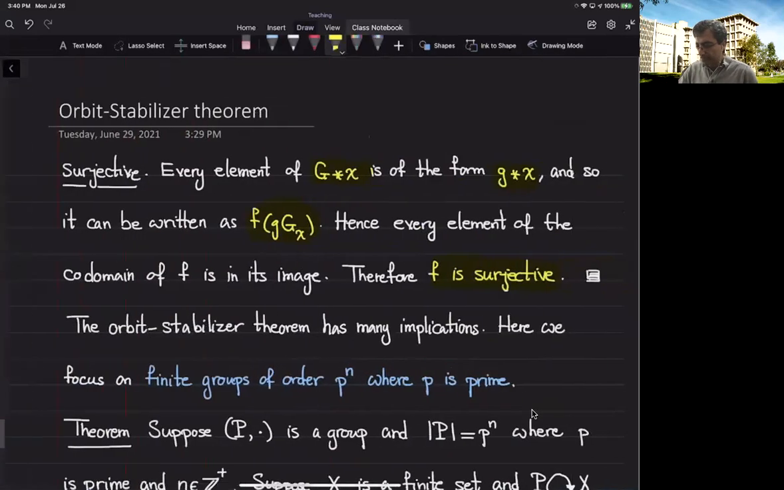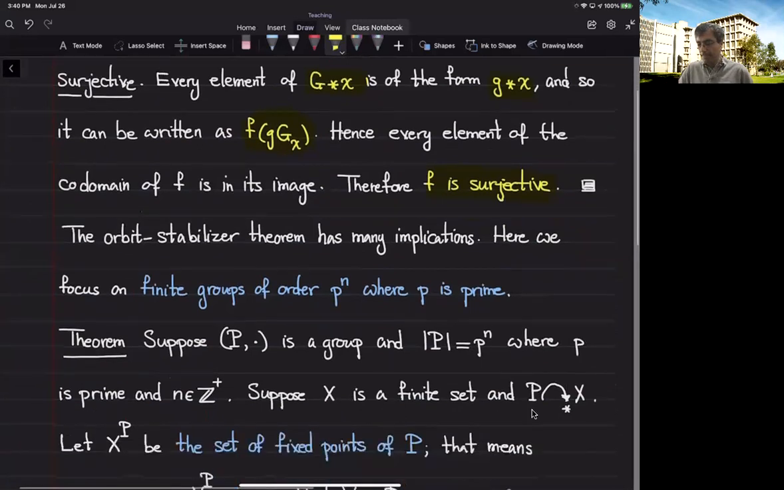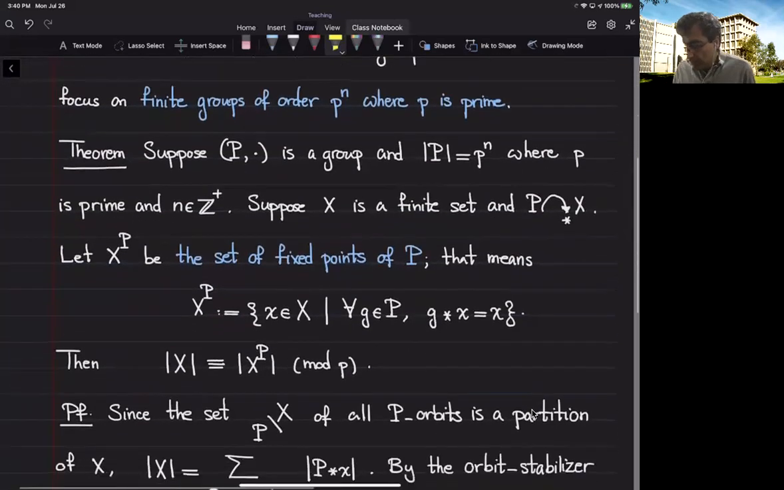Okay. Now let's see how this can help us to get a better understanding of finite groups of order p to the n. So the next theorem is fundamental in the basic understanding of finite groups of order p to the n, especially when we want to understand them as subgroups of a certain finite group.